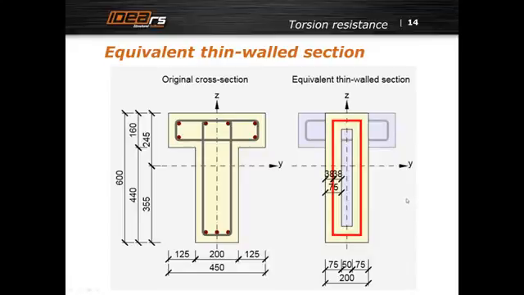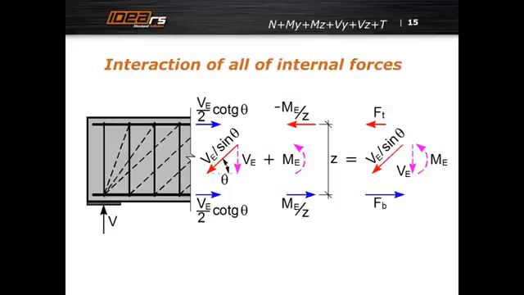Torsional resistance according to Eurocode is calculated using an equivalent thin-walled section. So it is based in fact on a kind of application of Bredt's formula, and the program which I showed you identifies this equivalent thin-walled section automatically. And as we all know, torsion also results in a longitudinal force in the longitudinal reinforcement, which we use again for this interaction of internal forces.